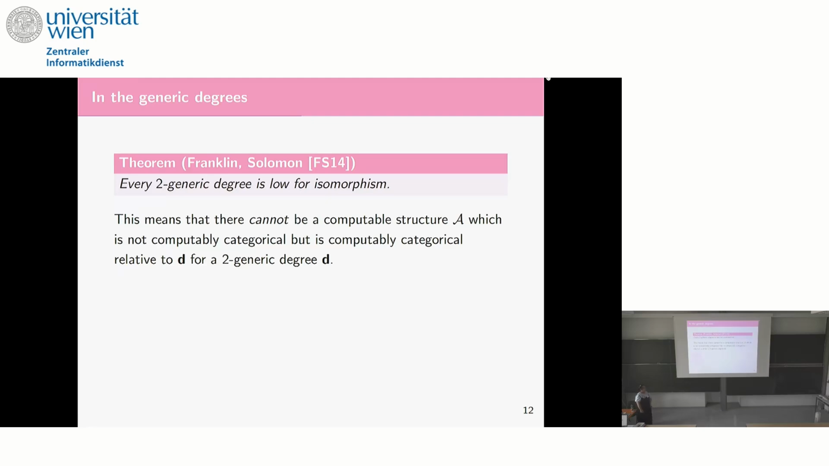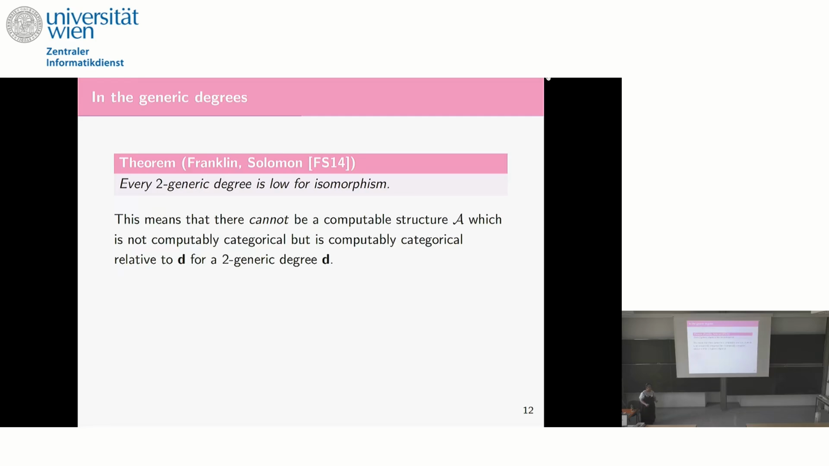There's no hope of building a computable structure A that starts out not computably categorical, but changes its mind to being CC relative to some 2 generic D. So this is already a first instance of an obstruction where the techniques just don't apply at all, and this comes from the property of D being 2 generic. It just doesn't tell you anything new about the isomorphism class.